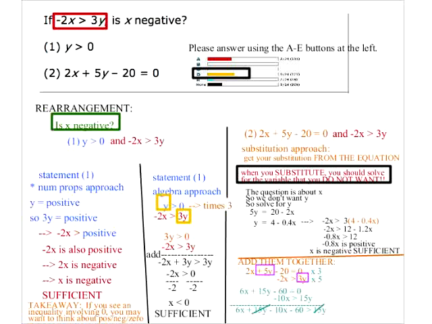And if you do, you wind up with negative 4x minus 60 is greater than 0. So that means that negative 4x is greater than 60. And if you divide by negative 4, you wind up with x is less than negative 15. So that's sufficient because that's definitely a negative number. So either way you do this, sorry for the mistake earlier, if that confused anybody, hope we're all on the same page. If you get this, give me the smiley face. If you have any questions, go ahead and type those in the text box, please.